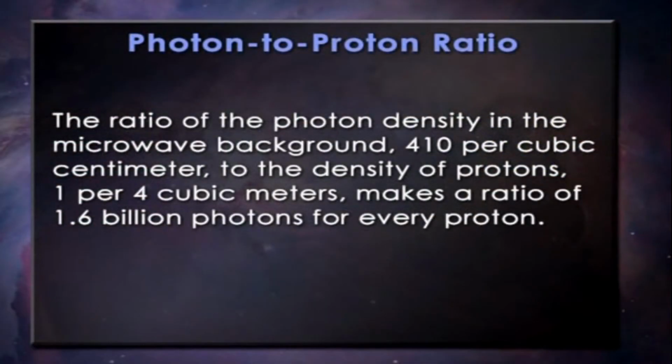So far I've emphasized how brilliant the light is and how rarefied the gas is, but let's be more specific. What's the relative number of photons to protons? What's the photon to proton ratio? Well, in today's universe, it's just the ratio of the photon density in the microwave background, which is 410 per cubic centimetre, to the density of protons, which is 1 per 4 cubic metres. That makes a ratio of 1.6 billion photons for every proton.